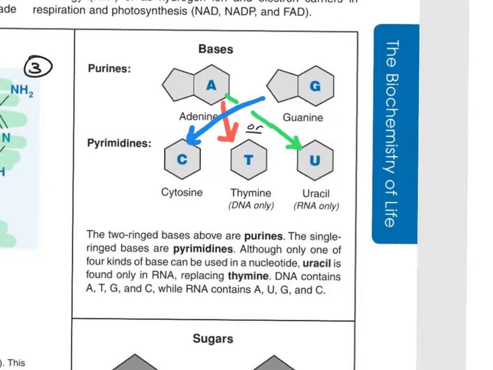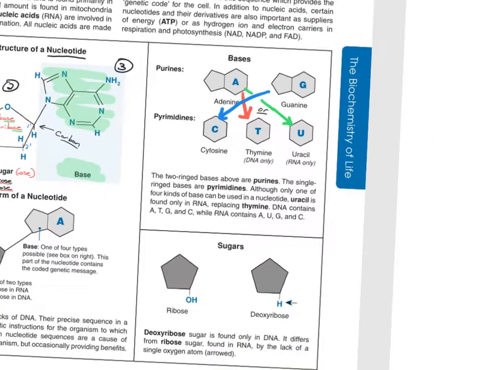This is called, by the way, base pairing. These are bases, and we're talking about pairs. Are we clear? Yes. These are the base pairing rules. That's all there is to it.